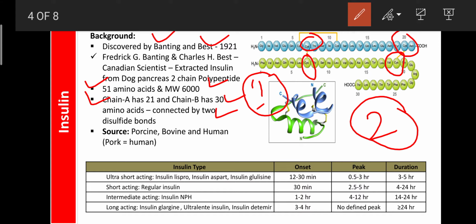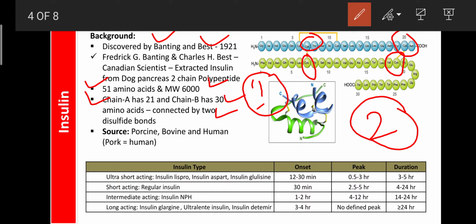So dear students, scientists can isolate insulin from the pancreas of bovine and porcine animals, which is also known as pork insulin, and from human. These are the special animals from whose pancreas the insulin can be isolated.